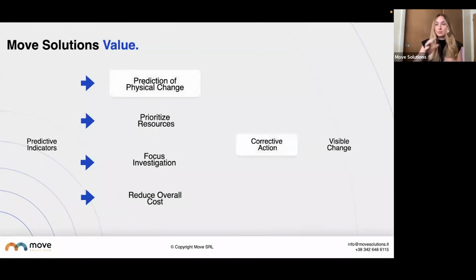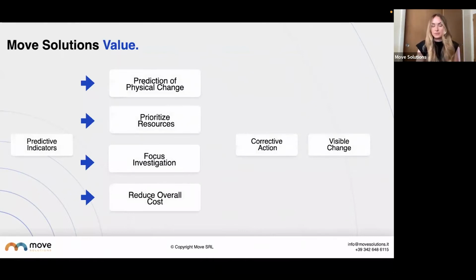And that is the real value in Move Solutions, because we can take all of those predictive indicators and really prioritize the resources, focus the investigation, and reduce the overall cost. Because, as I mentioned before, fixing something as soon as you know there's a problem is way more cost effective and way safer than fixing something after you can visibly see severe damage. I've been under bridges in Pittsburgh where they have tarps set up because there are pieces falling off of that bridge. So it's all about prioritizing the resources and taking immediate action when it's needed.